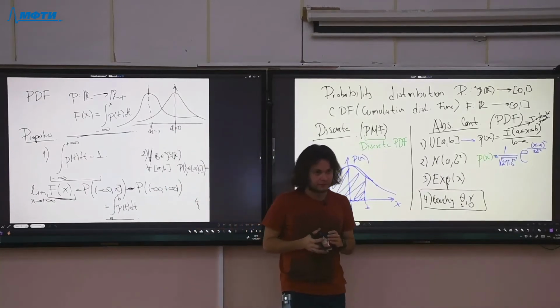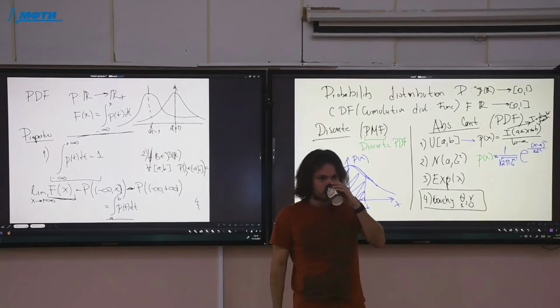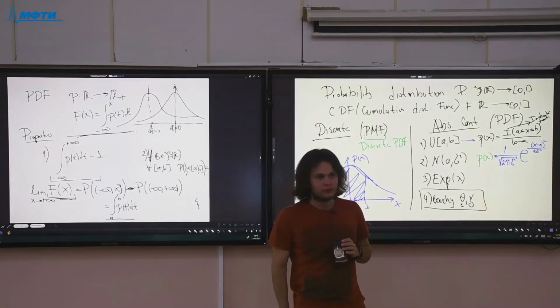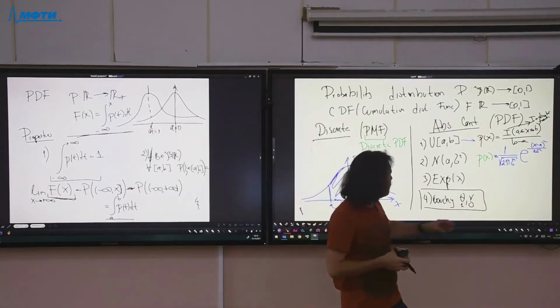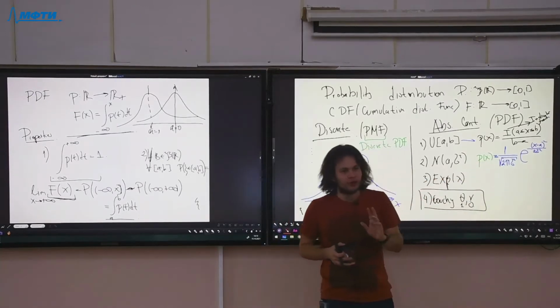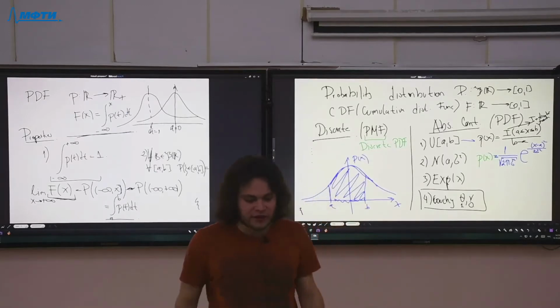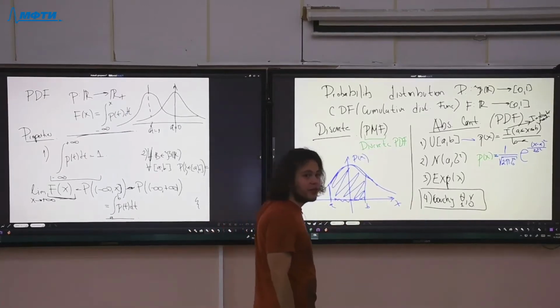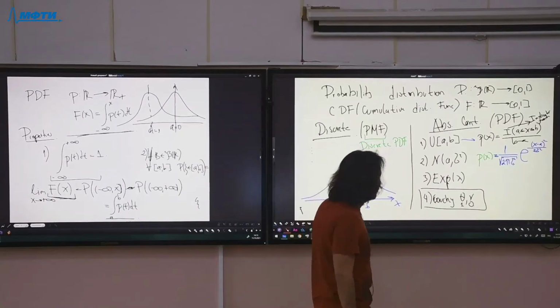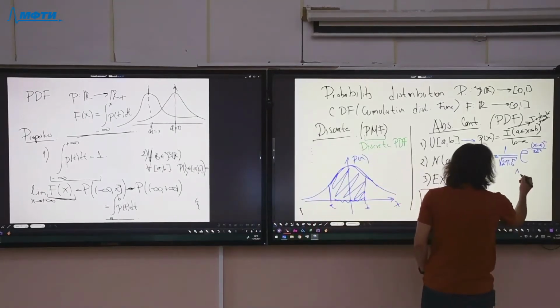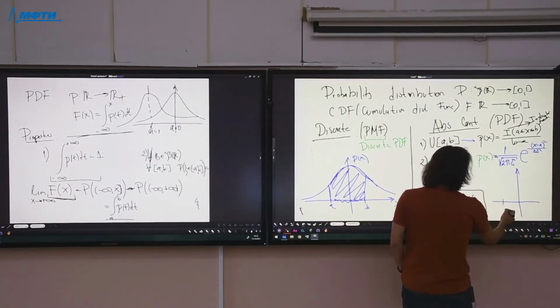But then the symmetrical graph is also a property of PDF? No, it's only for one type. That's for the normal, okay? Not for every PDF. So the PDF is not necessarily continuous, right? How does the PDF of the uniform distribution look like? You have A, you have B, it's like this.